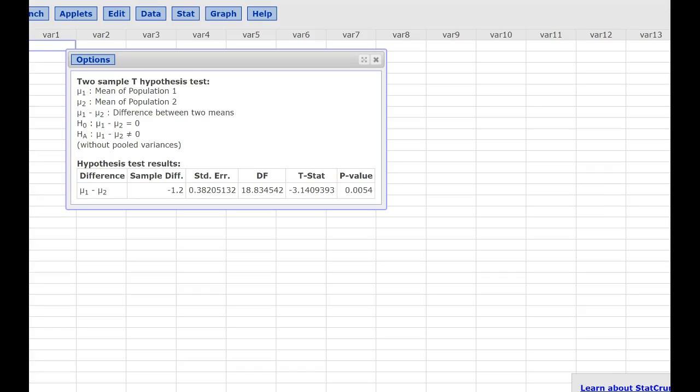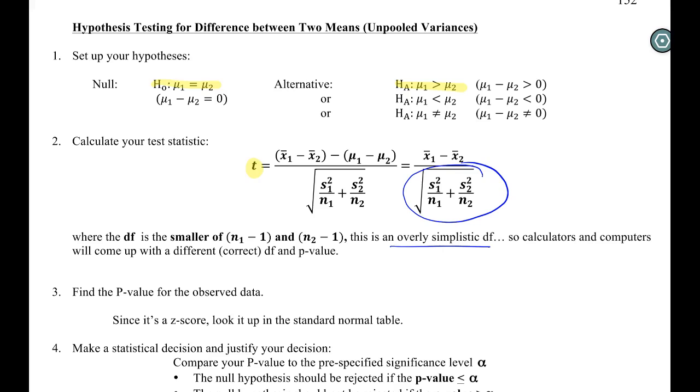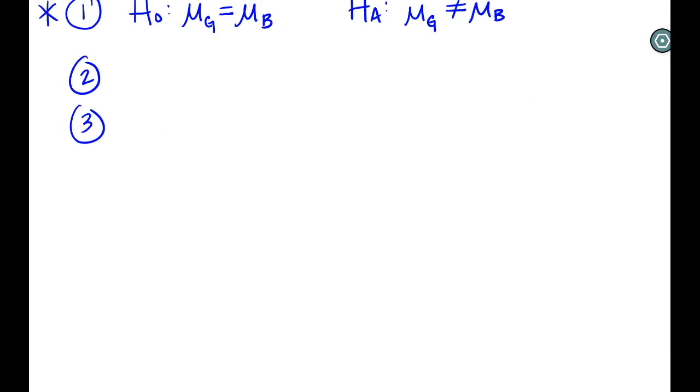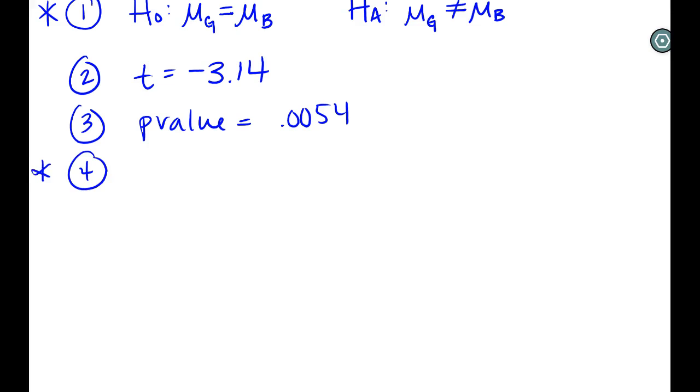So the only 2 pieces that we really care about here are test statistic and our p-value, right? So our test statistic is negative 3.14, and our p-value 0.0054. So we'll bring those back to our example. So our test statistic, this was t is equal to negative 3.14, and our p-value 0.0054. Now the pieces I actually want you to be able to do after you get this, make our decision, write this up in a sentence.